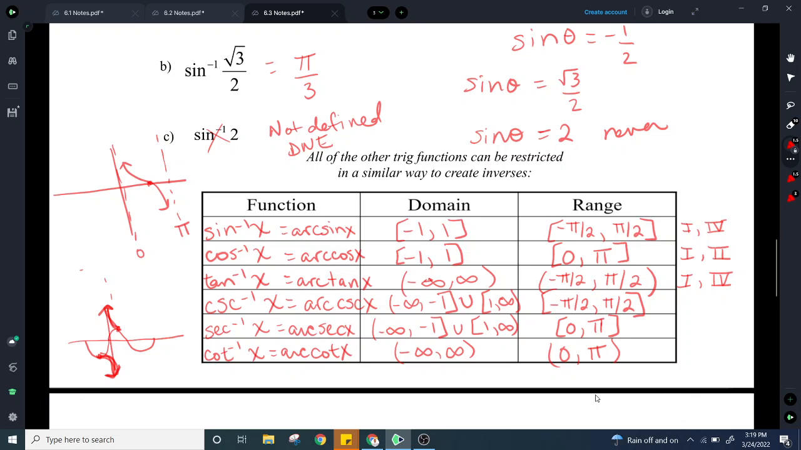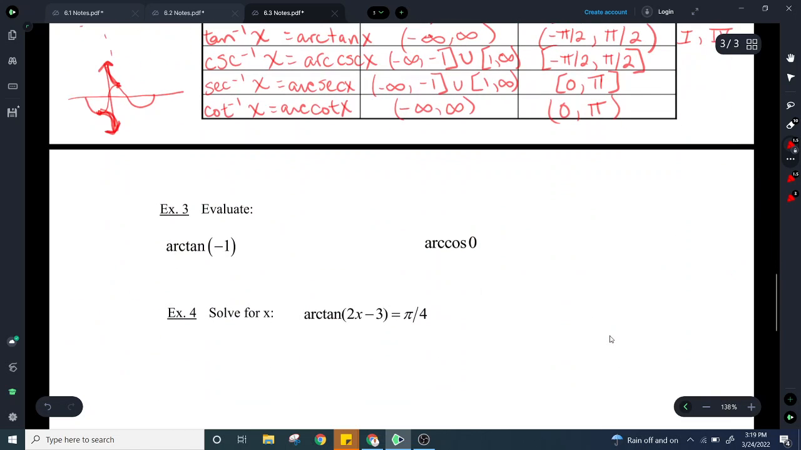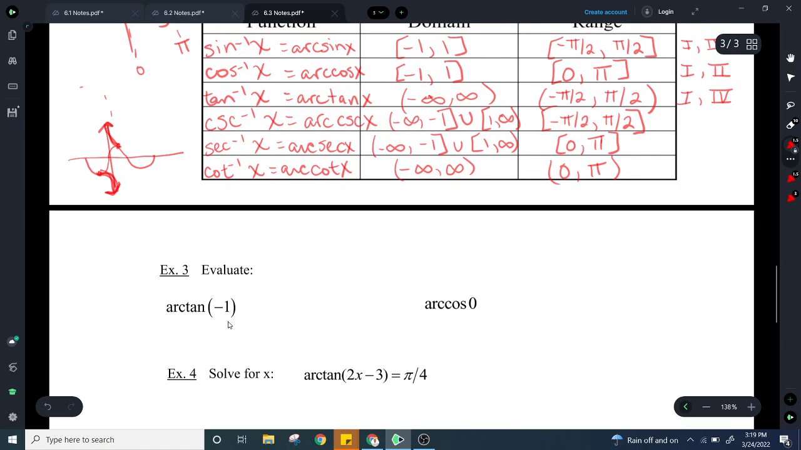If you remember those, that's going to make things a little bit easier for you as you're going through the problems. So let's do some examples of what we're going to be asked to do with this. Evaluate arctangent of -1. So this is like saying, where does tangent equal -1?